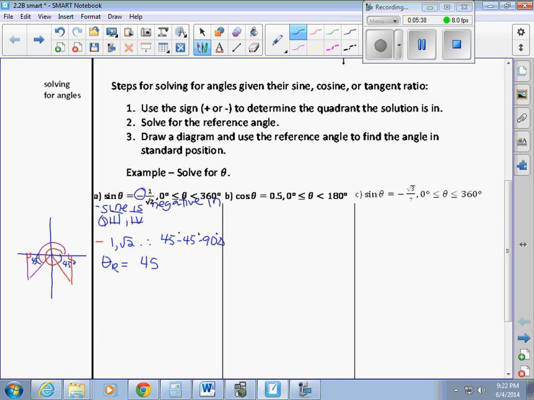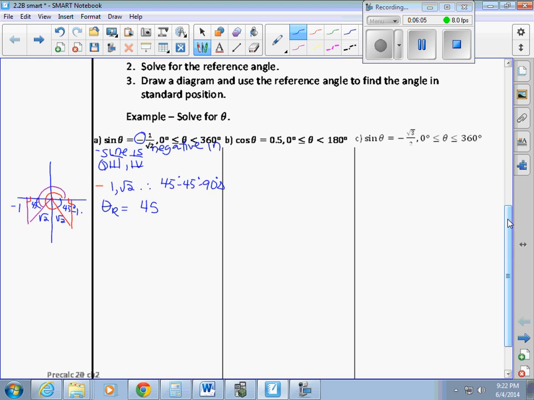Sine is opposite over hypotenuse, so you can check that. Opposite would be 1, hypotenuse would be square root 2, so that works for both of these because they are negative. And that would mean that my negative ones would be the negative values. So then to figure out what my reference angle is, I have to use my little tips from the last section to figure that out.